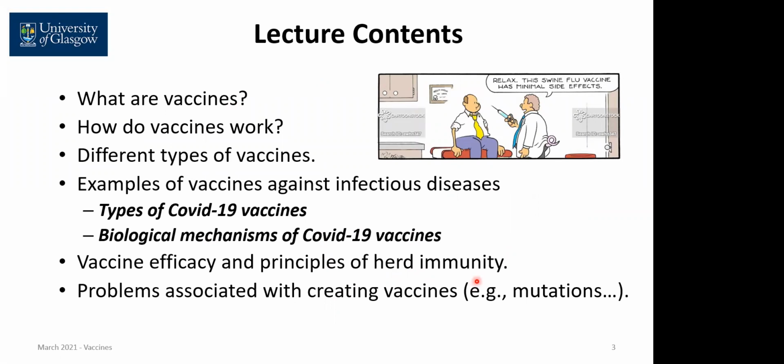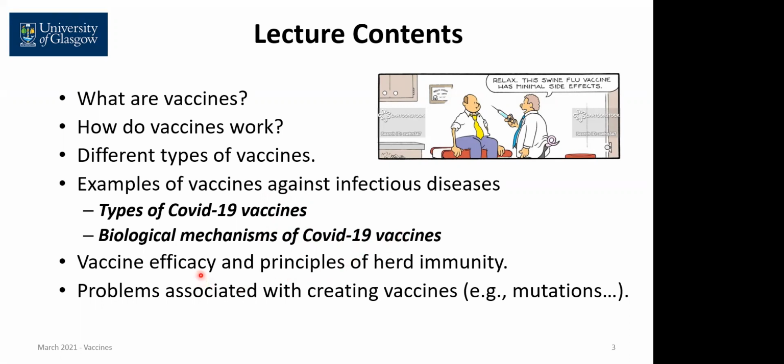So what we're going to do is talk about vaccines. So what are they? How do they work? I'll provide to you different types of vaccines, specifically provide some examples of vaccines, and given the current situation in the world, of course, we would have to talk about COVID vaccines. So I'll provide to you the two types of COVID vaccines that are now being rolled out within the UK, and also the biological mechanisms behind them.